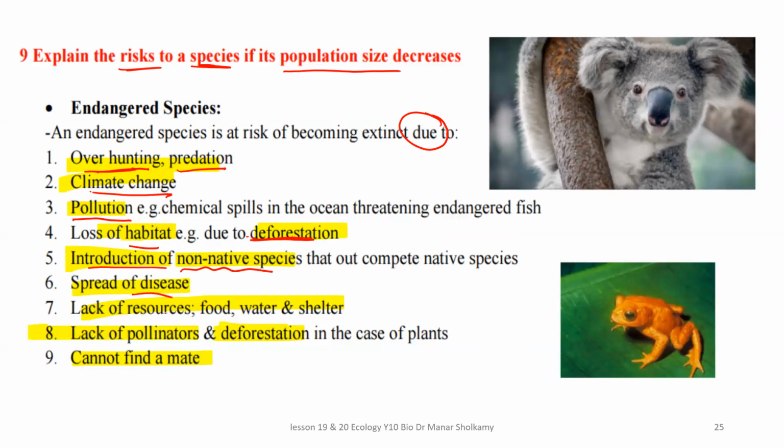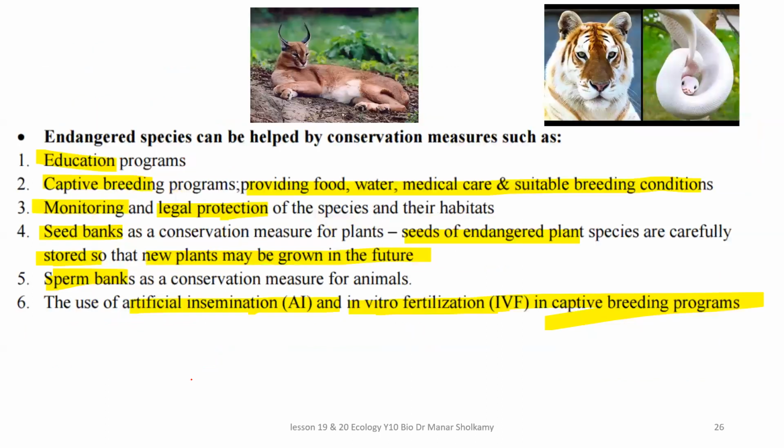Spread of disease, no food and water, no resources, lack of pollinators when it comes to plants, or I kill the plants in deforestation. I cannot find another partner to breed. So especially in organisms that breed by sexual reproduction, they need a partner. No partner, they cannot breed. The last slide.